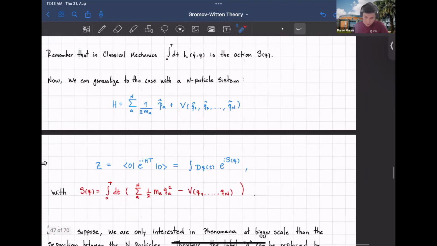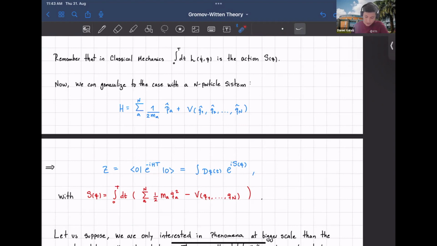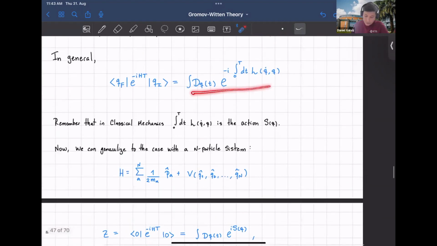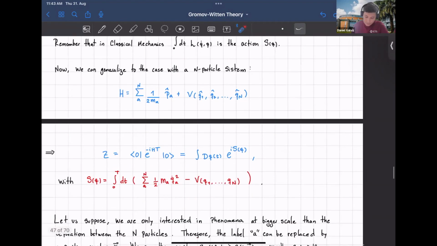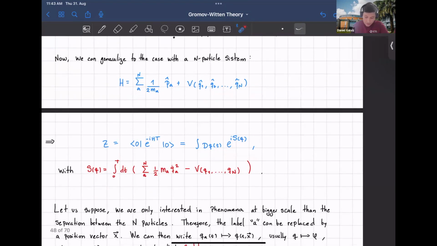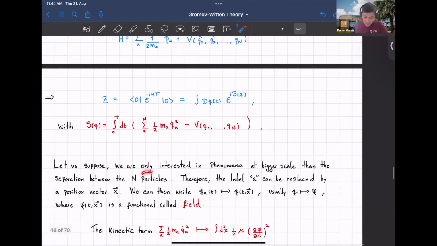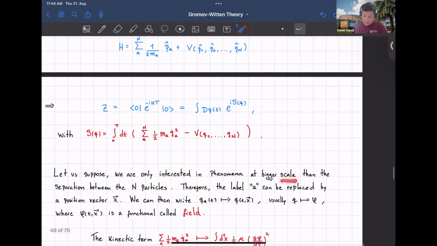Now, our path integral formalism, we already know, is just this integral weighted by an exponential that depends on the action. And of course, for the action, you now have the Lagrangian associated to this Hamiltonian, which is given by this. Anyway, now let us suppose we are only interested in phenomena at bigger scales, because now we are going to move from quantum mechanics to the quantum field theory case.